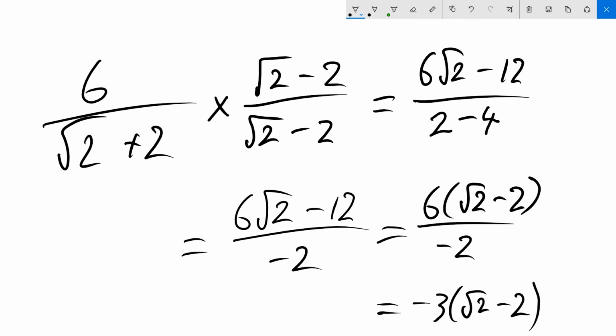And now we're saying that 6 over root 2 plus 2 is the same as negative 3 lots of root 2 minus 2. Again, all we've done is times by 1. We've just rationalized the denominator.